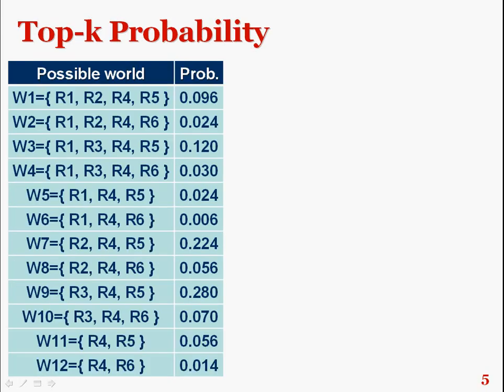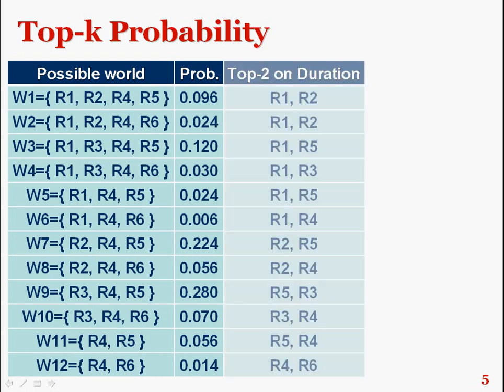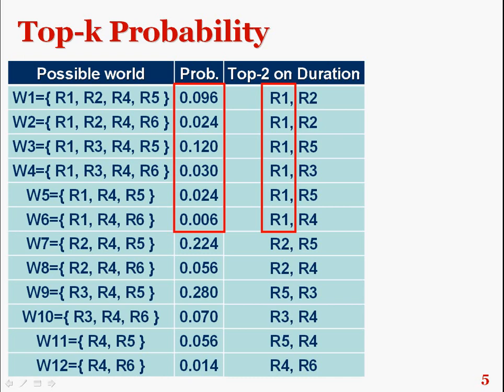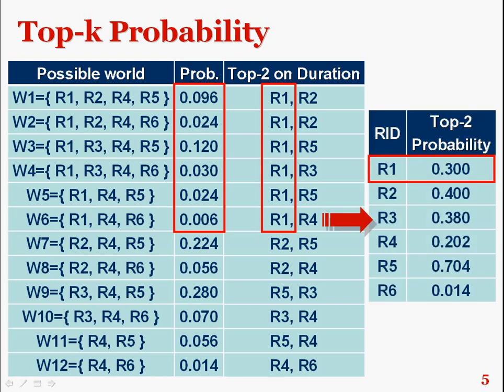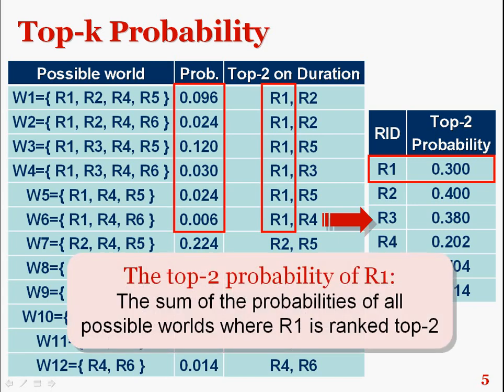Among those records, a scientist might be interested in the records with the top two longest durations. Therefore, the top two records on duration in each possible world are computed. For example, R1 is ranked top 2 in W1 to W6. So the sum of the probability of those possible worlds is the probability that R1 is ranked top 2 among all tuples. This is called the top 2 probability of R1. It is interesting to find the tuples whose top 2 probability is high. So we proposed the probabilistic threshold top K queries.